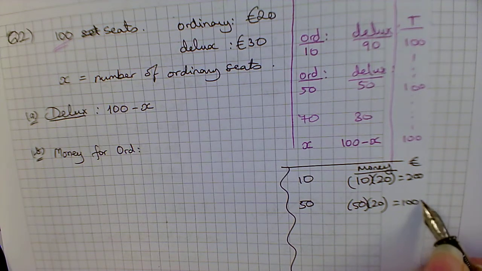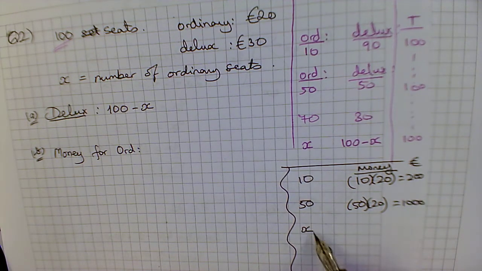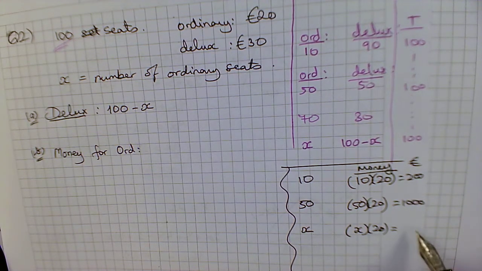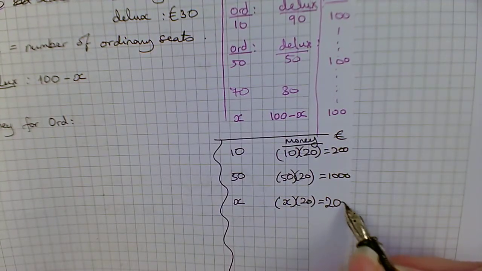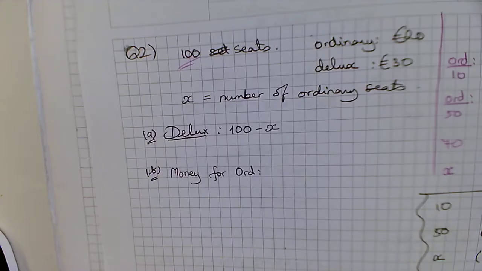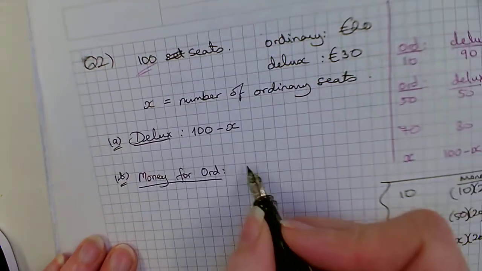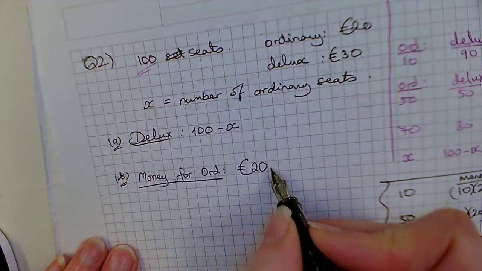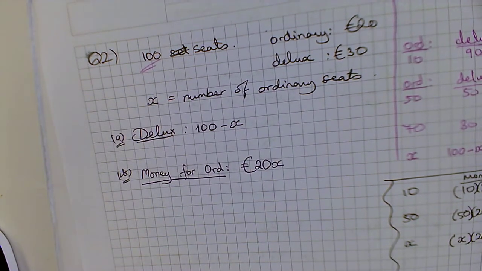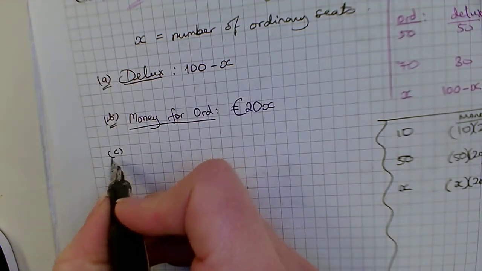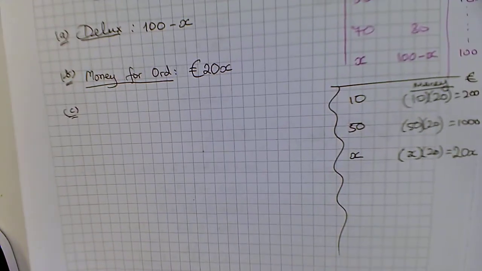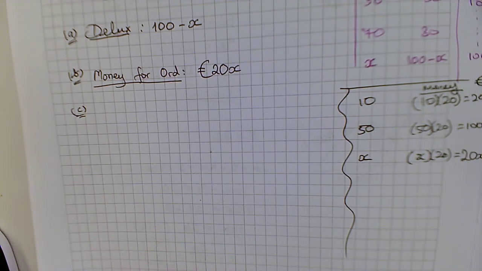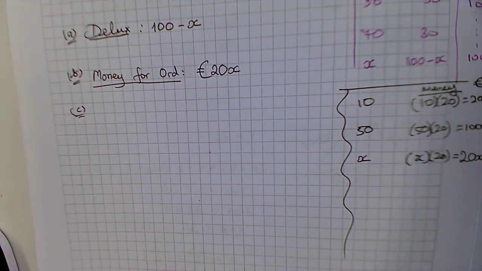That's 1,000 euro. So following the pattern, if I sell x, I'll have x times 20, or as we write it, sorry, that got a bit blurry, as we write it, 20x. So the money for the ordinary seats in euros will be 20 times x. And finally, we're asked to write an expression in terms of x for the amount of money taken in when the deluxe seats are sold.